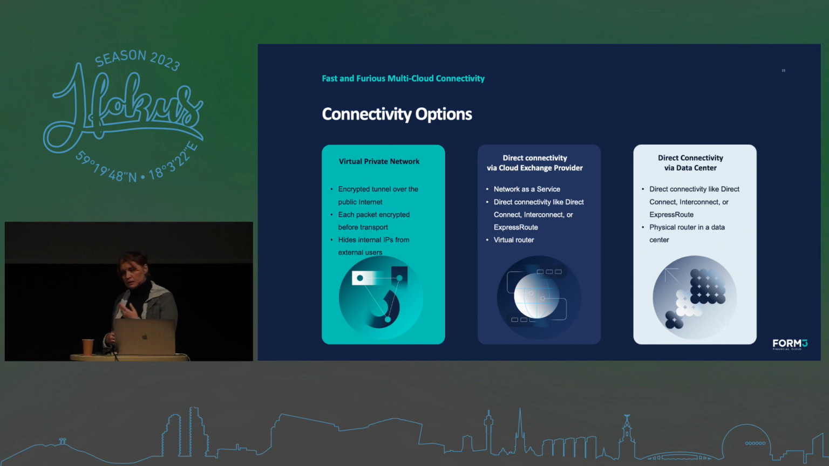A very similar option with direct connectivity, but without a virtual router and without a paired vendor, is to use data centers with physical routers and directly bought connectivity links like those mentioned: direct connect for AWS, interconnect for GCP, or express route for Azure.